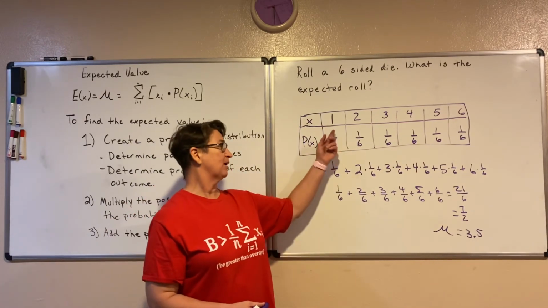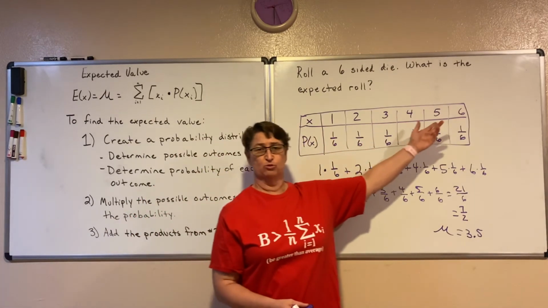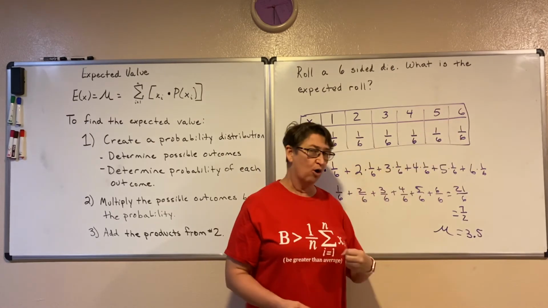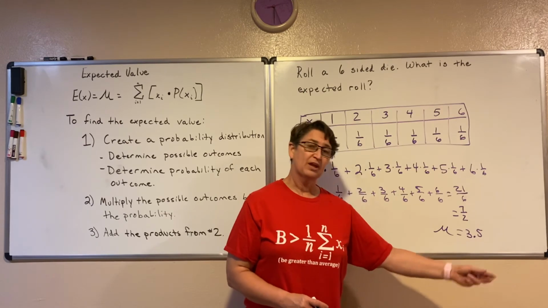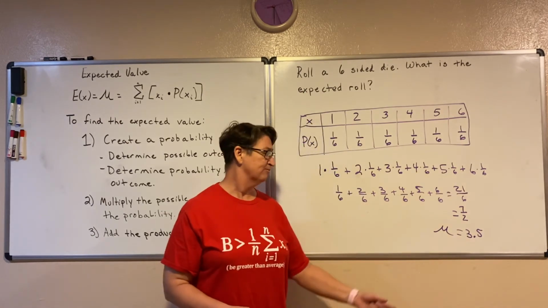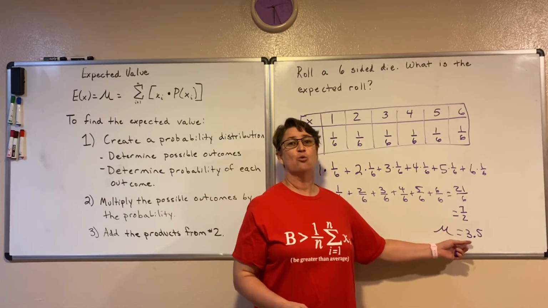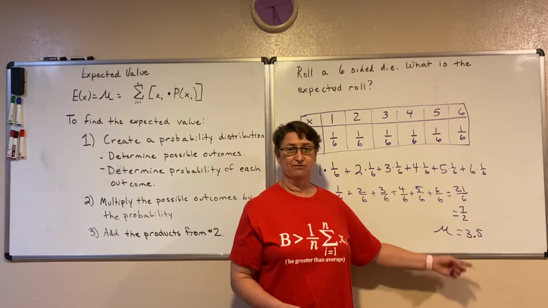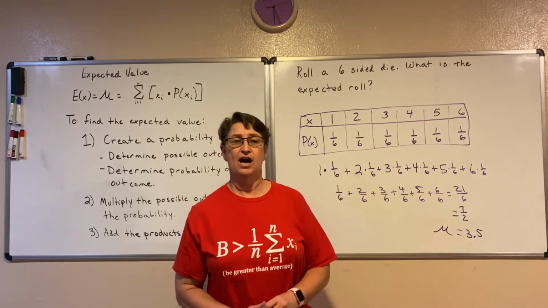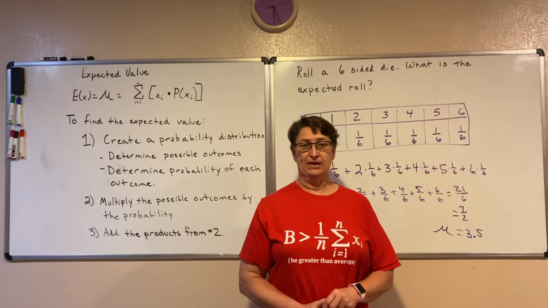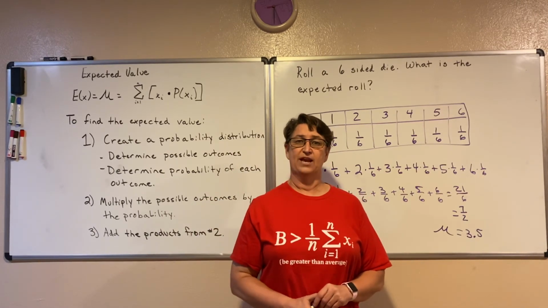In other words, sometimes I'm going to roll 1, sometimes I'm going to roll 6. But if I roll the dice over and over again and I add up my rolls and divide by the number of rolls I have, on average, I'm going to roll a 3.5. So all expected value is a weighted mean. We'll look at more examples in the next video.